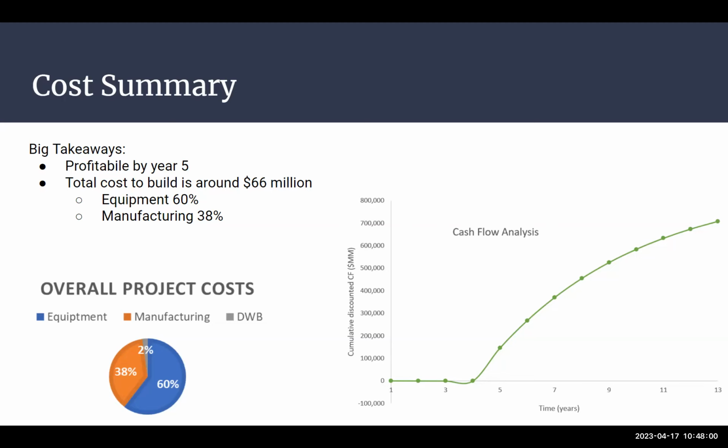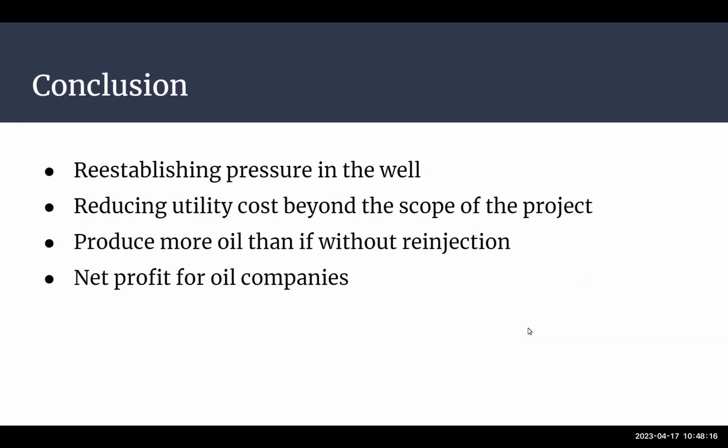60% of that is equipment, 38% is manufacturing, and then 2% is the depreciable wages and benefits. Then as you can see from the cash flow diagram, as the years go on, we just continue to be profitable. Just some general conclusions. We have reestablished the pressure in the well and reduced the utility costs beyond the scope of this project, as well as produce more oil than if we did not use reinjection. So we're net profitable for many oil companies.